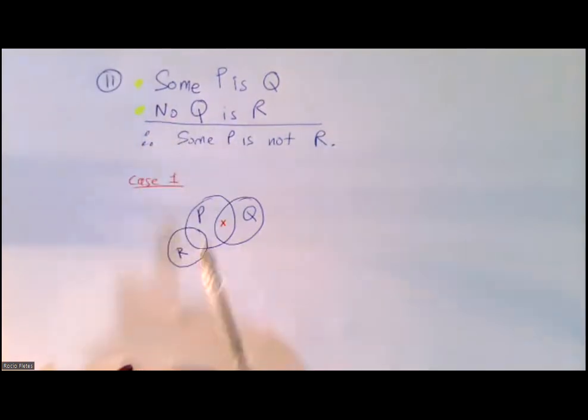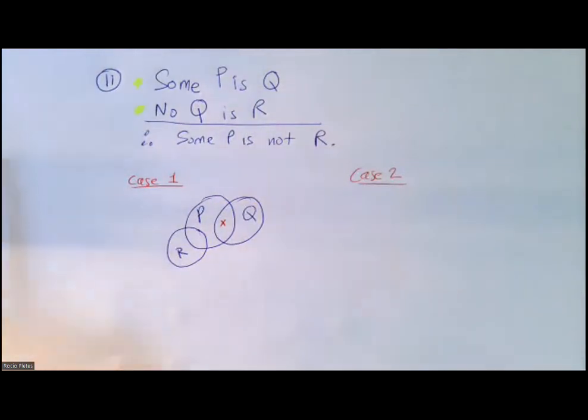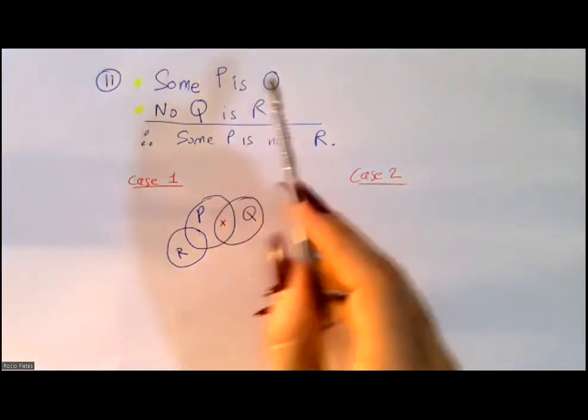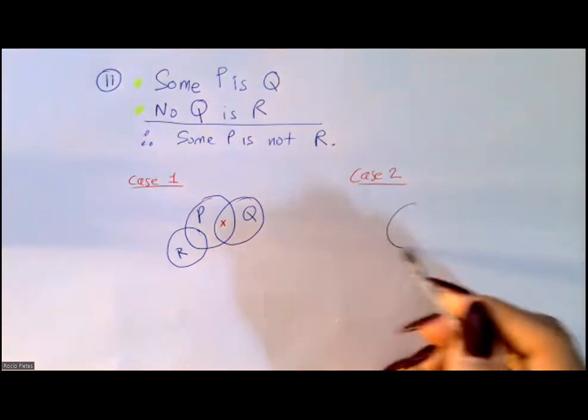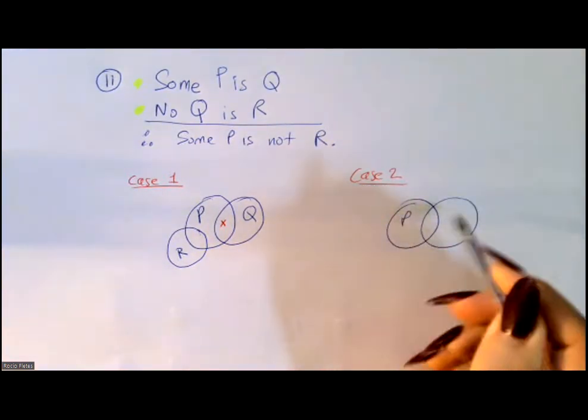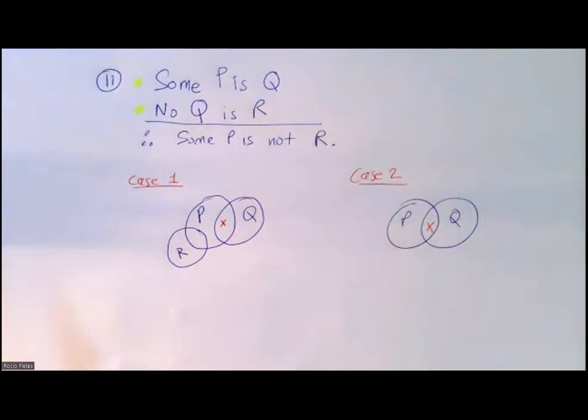I just know that no Q is R, so Q and R cannot overlap. This is one possibility. Now, what's another possibility? I can create as many possibilities as you can think of that can happen, based on the premises. Now we can also have, we know that P and Q have at least one element in common because we know some P is Q.